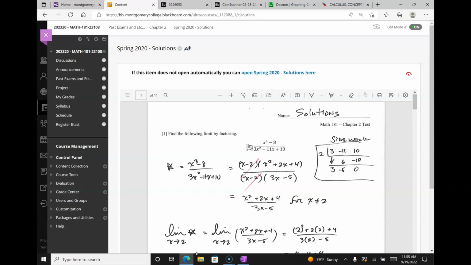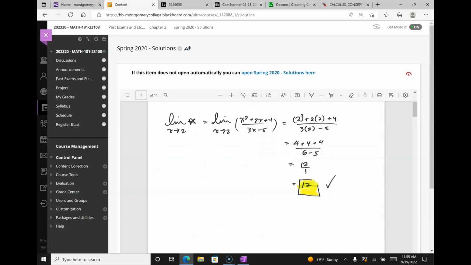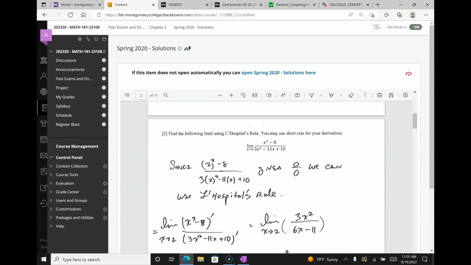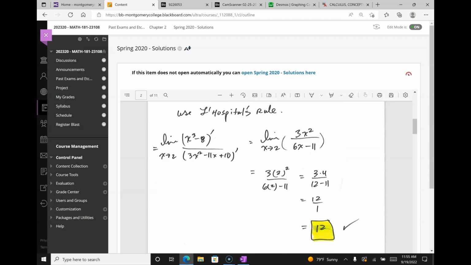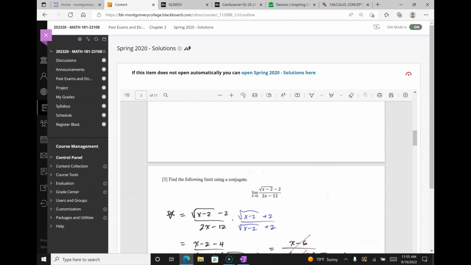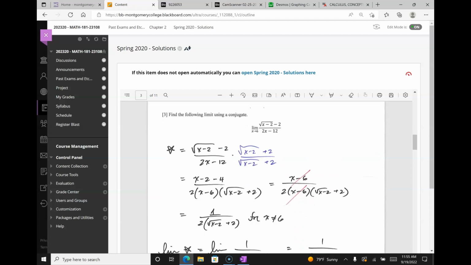Number 1? So there it is with L'Hopital's rule. Number 2, algebraic limit with the conjugate, yes? This one works as L'Hopital's rule as well, right? Because we know what that derivative looks like, don't we?